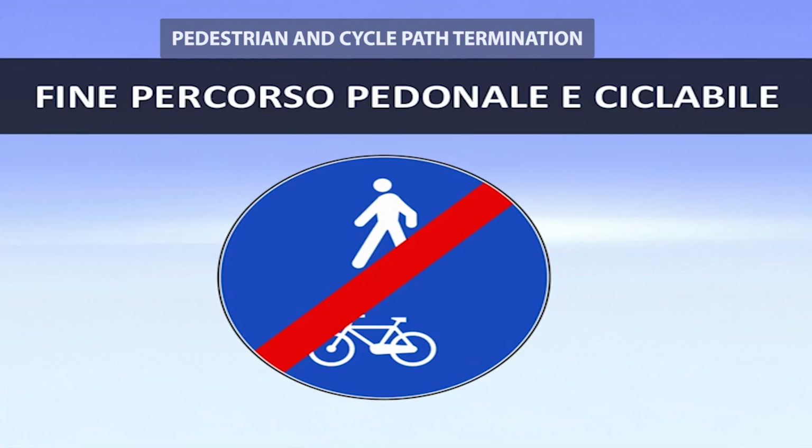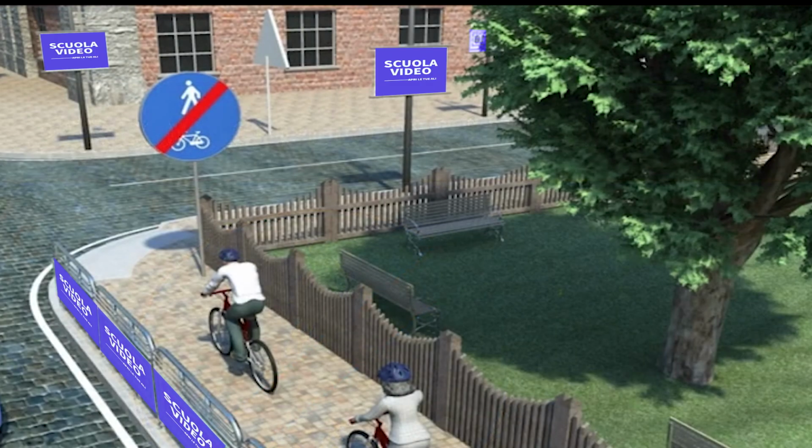End of pedestrian and cycle path. This sign is placed at the end of the path reserved for the mixed circulation of pedestrians and cyclists.